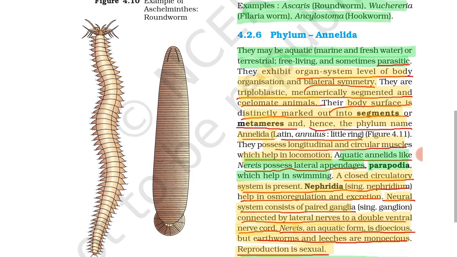Their body surface is distinctly marked into segments or metamers, hence the phylum name is Annelida. Why the name Annelida? Because their body is marked by segments or metamers. Next, they possess longitudinal and circular muscles, which help in locomotion, and aquatic annelids like Nereis have lateral appendages in the form of parapodia which help in swimming.